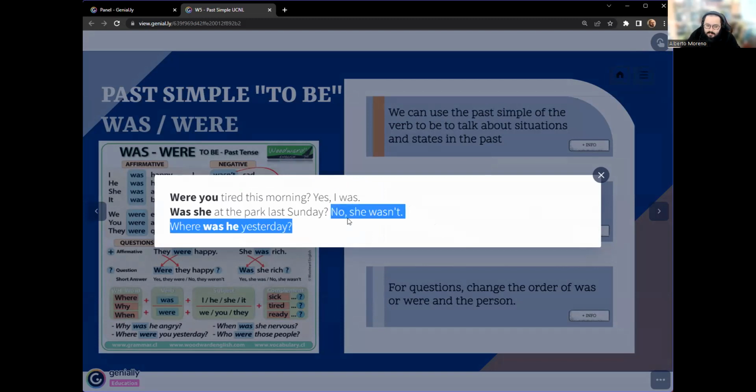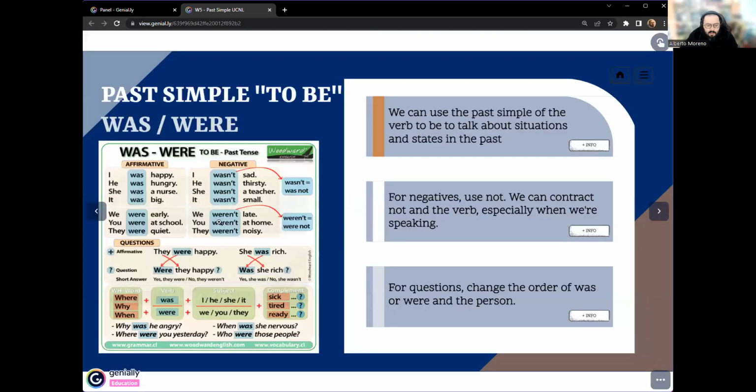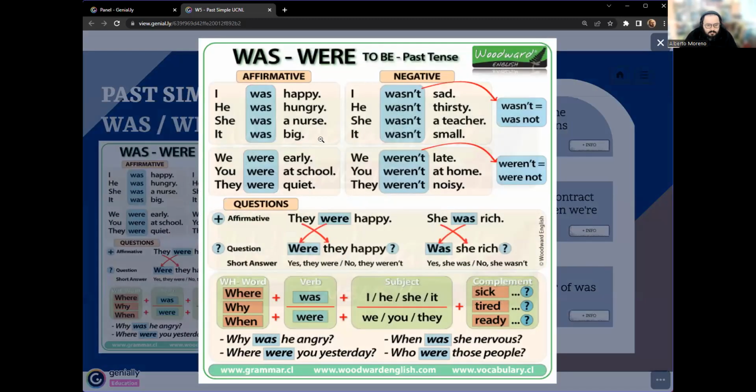If it's negative, we start with no plus subject plus wasn't. Yes, I was. No, she wasn't. If we want to have a more complex answer or something more specific, well, we have to add a WH question before the was or were in the closed questions. Now let me explain this in Spanish.